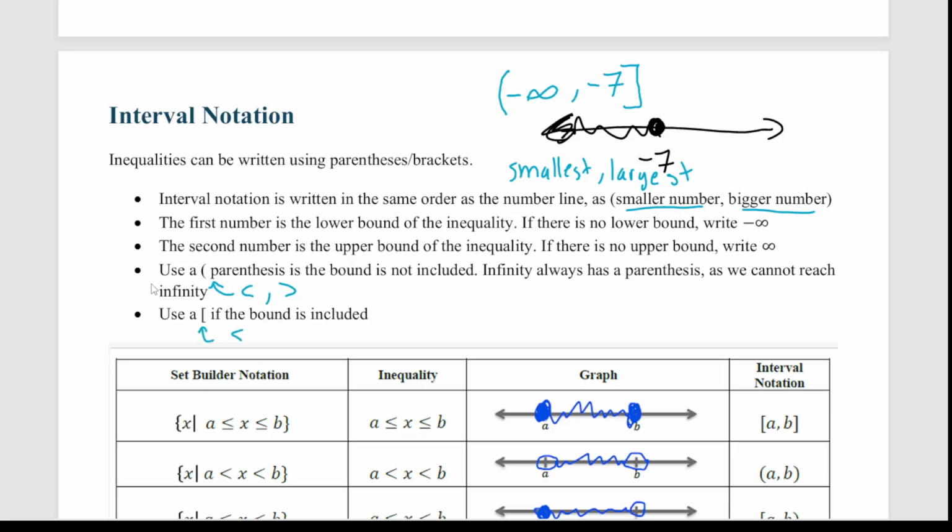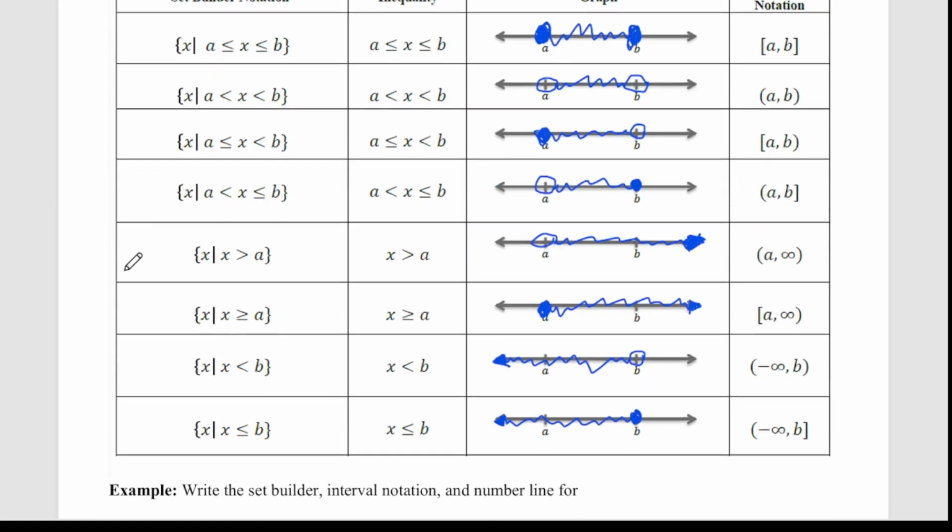Versus a bracket is if it is equal to. And technically there's also just a straight up equal to versus not equal to symbol as well that would sort of be included in it. And that's sort of the summary on this chart.